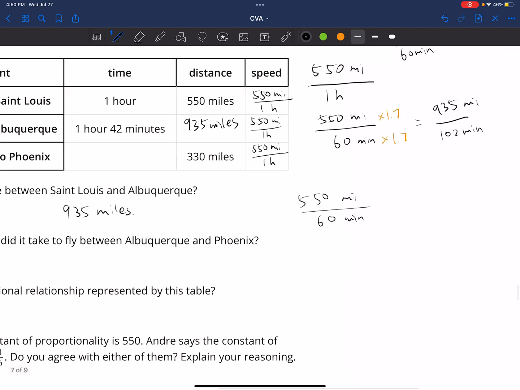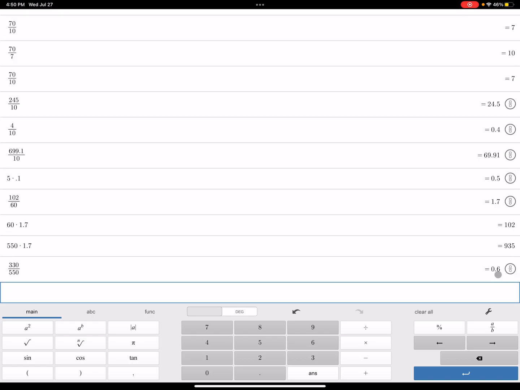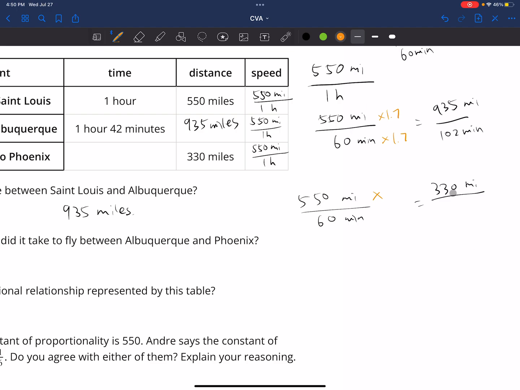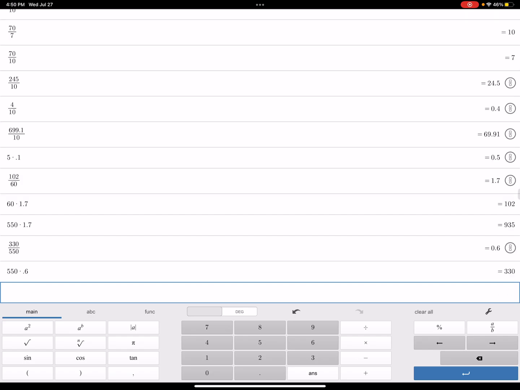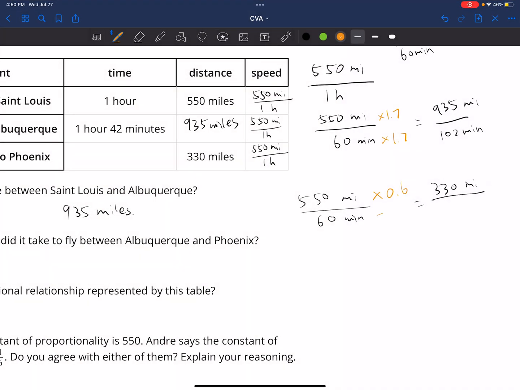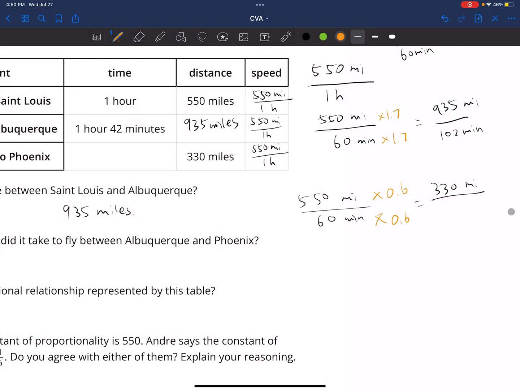And then we want to get 330 miles, 330 miles. So once again, if I want to find out what number I have to multiply here, what do I do? I just have to get this number and divide it by that number. So I got 330 divided by 550, and that's going to be 0.6, right? So watch this, 0.6. So 550 times 0.6 is 330. So we're going to multiply by 0.6, and 60 times 0.6 is 36. So that took 36 minutes.